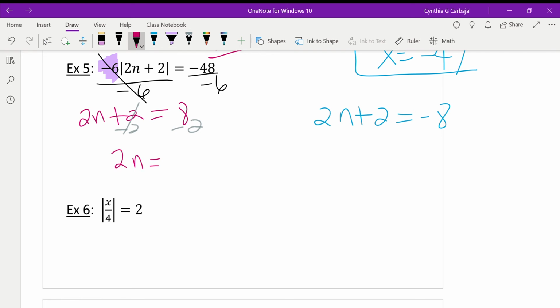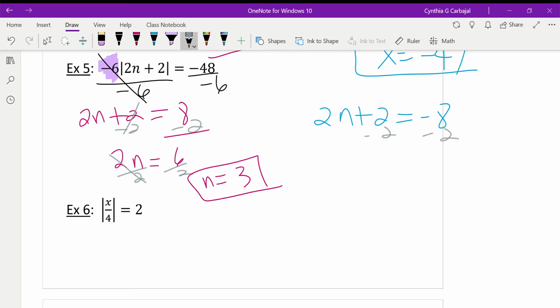So that's 2n equals 6. And then the 2 is being multiplied with the n, so get rid of it by dividing. So then my answer is n equals 3. Other side, same thing, subtract the 2, subtract the 2, but my answer will be different because that's a negative 8. Negative 8 minus 2 is negative 10. And then divide by 2, divide by 2, n equals negative 5.